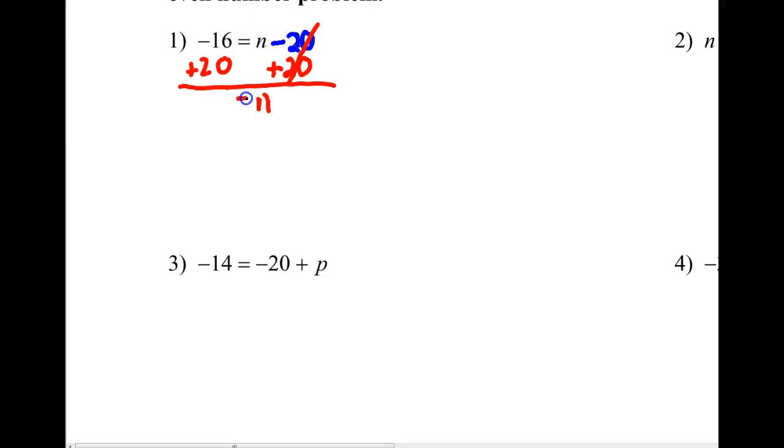Line up the variables and equal signs vertically. And then simplify: 20 minus 16 is 4, the same thing as negative 16 plus 20.